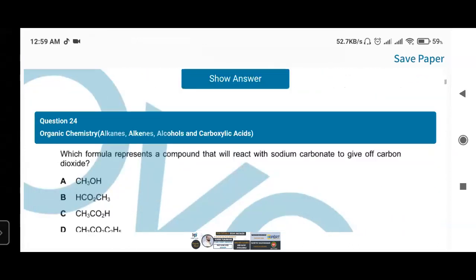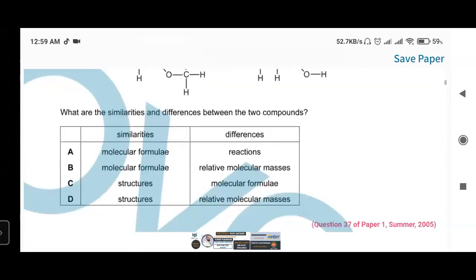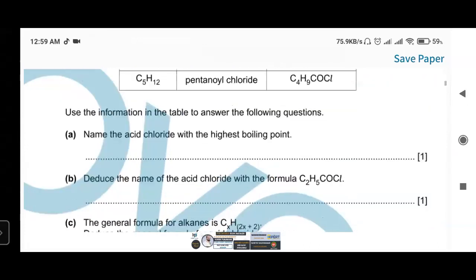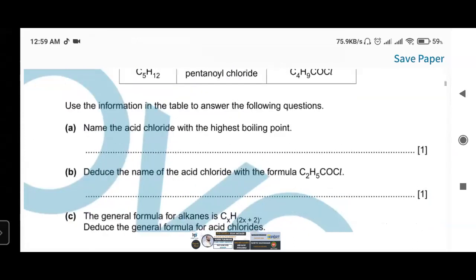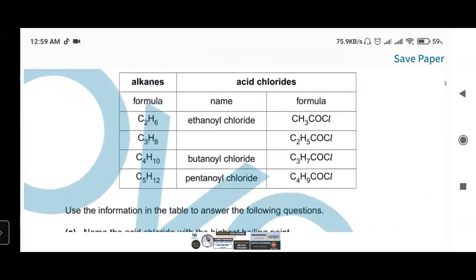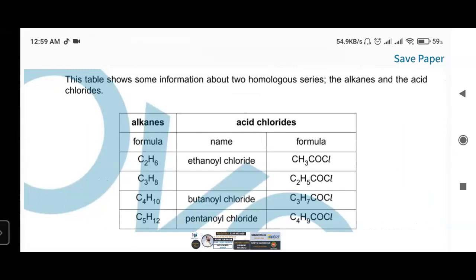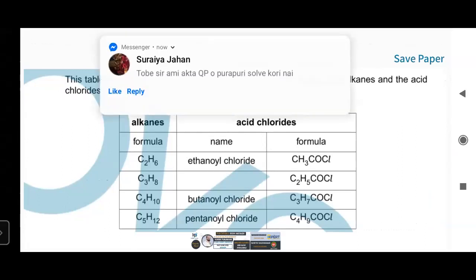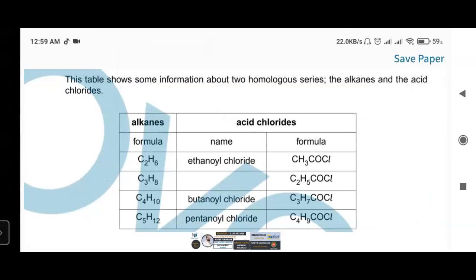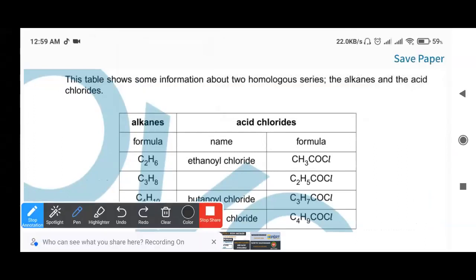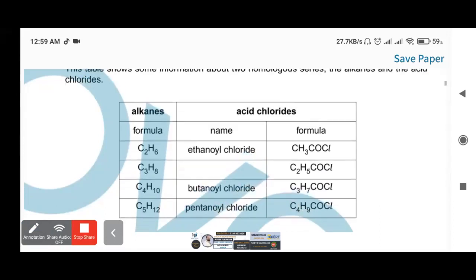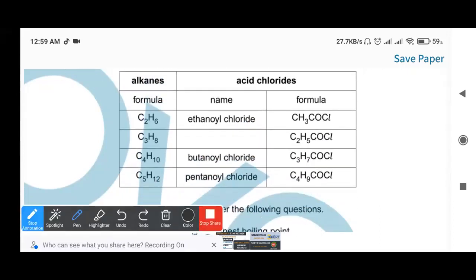Empirical formula, theoretical question. Okay, so here's a theoretical question. The table shows some information about two homologous series, the alkanes and the acid chlorides.